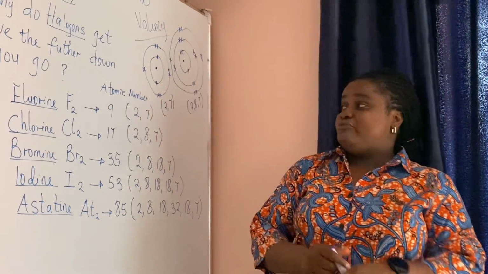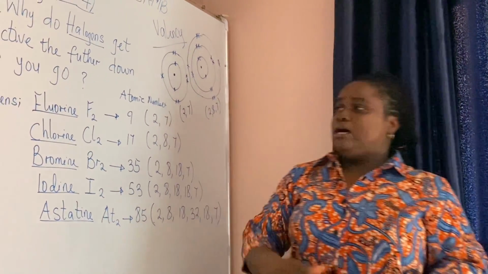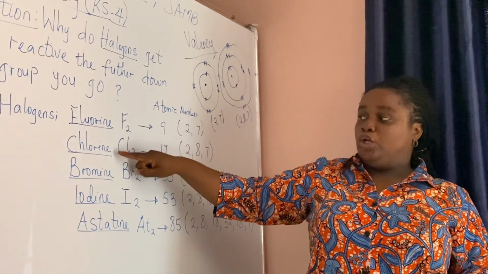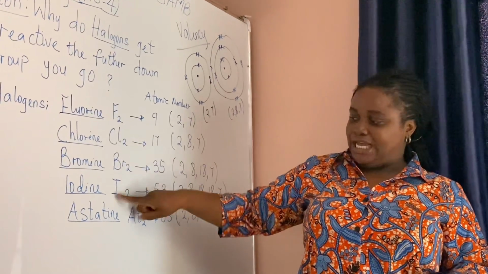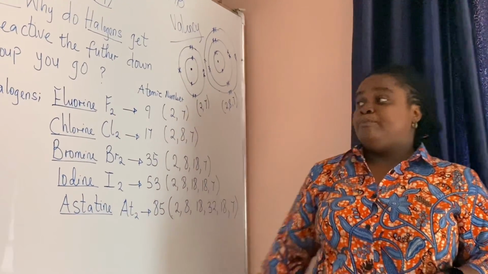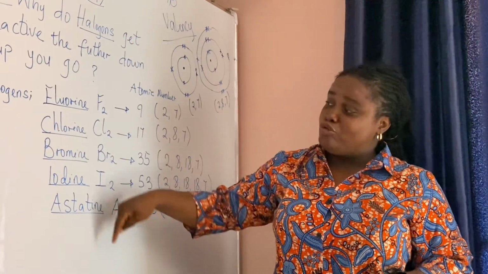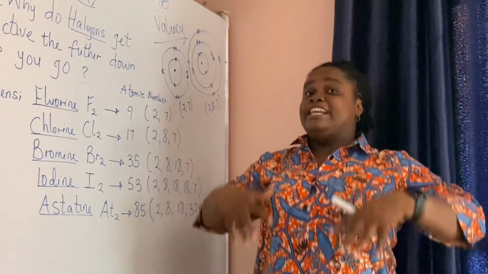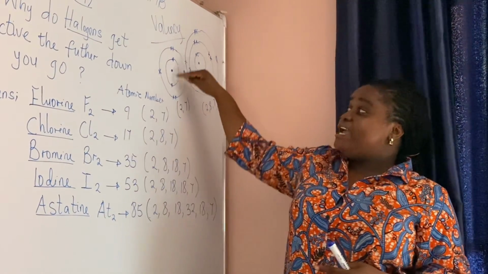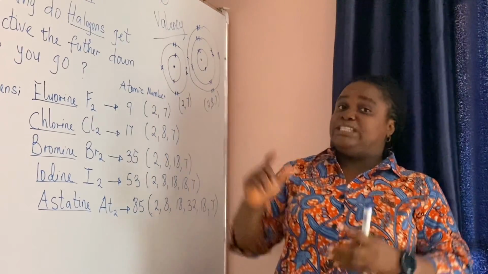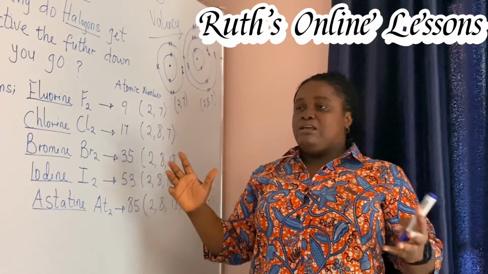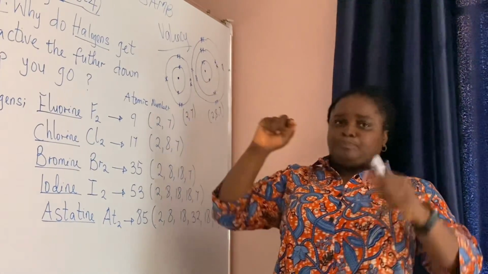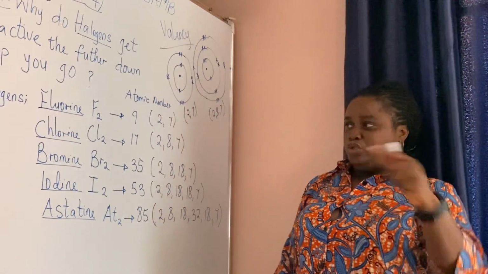By virtue of this, it goes without saying that the most reactive halogen is fluorine, followed by chlorine, bromine, iodine, and astatine. As you go down the group, the atoms get heavier and they occupy higher energy levels that are further away from the nucleus. Because they are very far away from the nucleus, they will be less strongly attracted to the nucleus, and their electrons will not be very easy to gain.